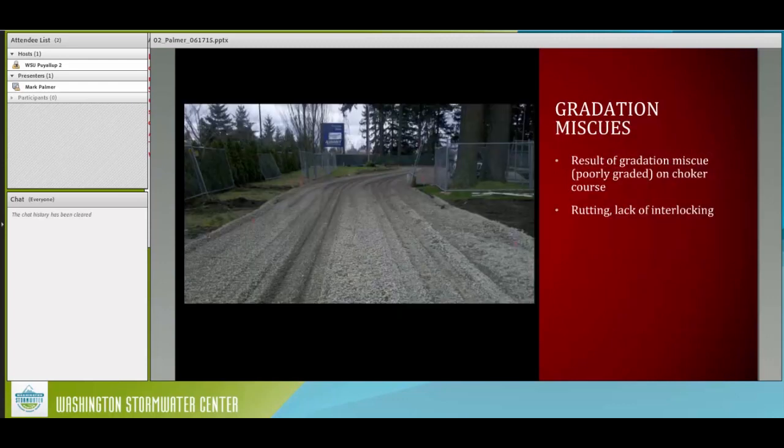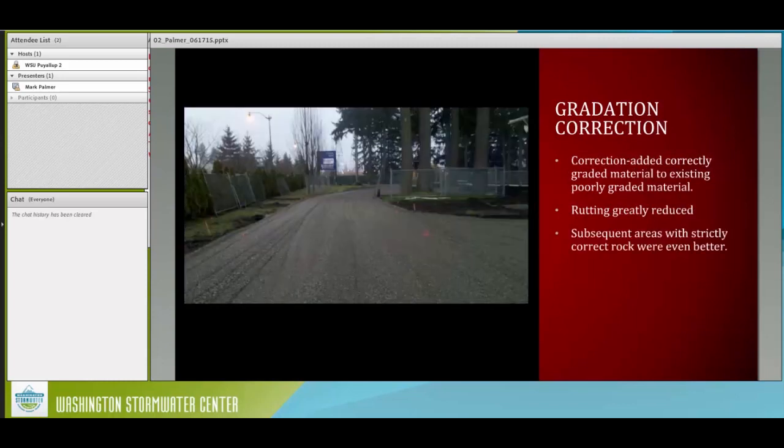Some things can happen if you do have a gradation issue, and this is on a choker course at a project site in Tumwater, Washington, where we had aggregate that was all of one size, virtually all of it. You can see this is just pickup truck ruts coming in and significantly displacing this rock, and that's because it didn't have anything at all to interlock with. It was just all like a bunch of marbles.